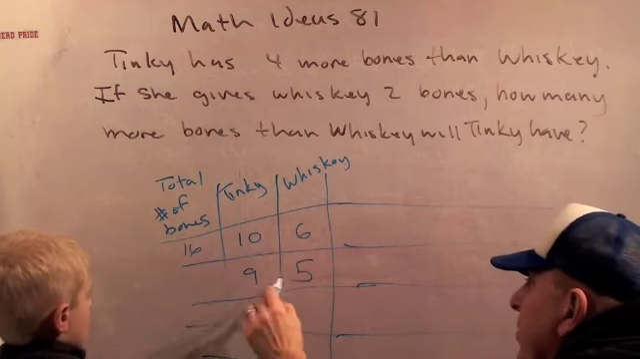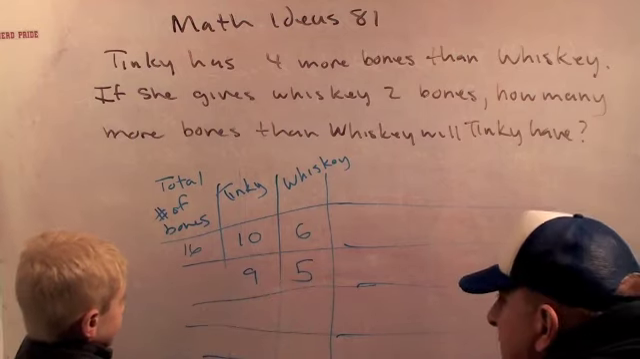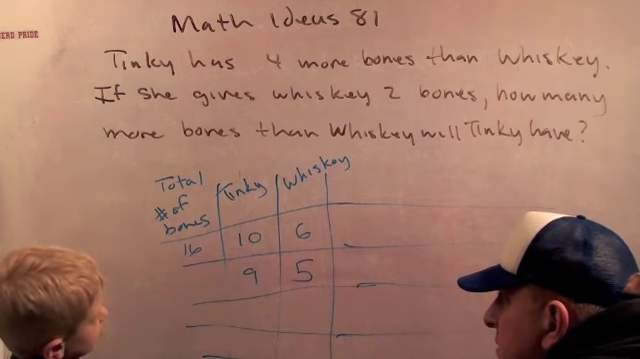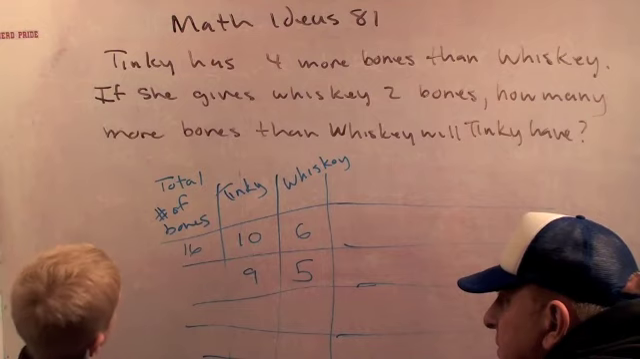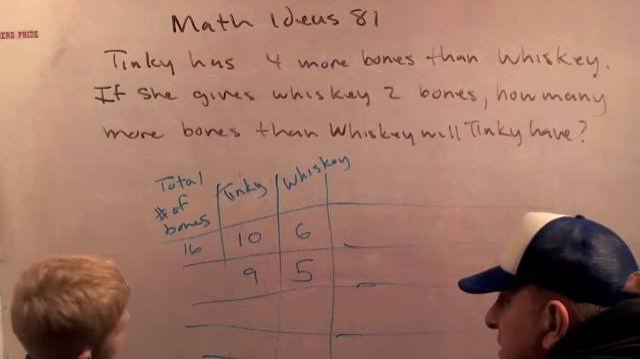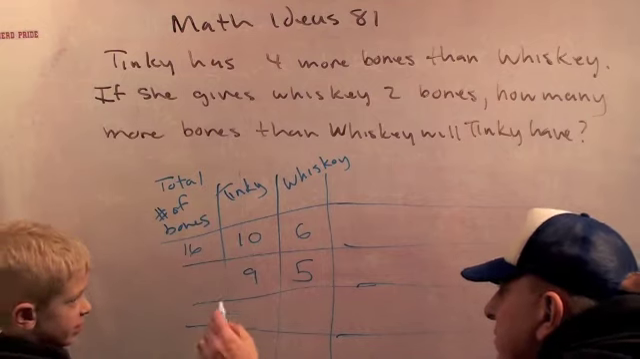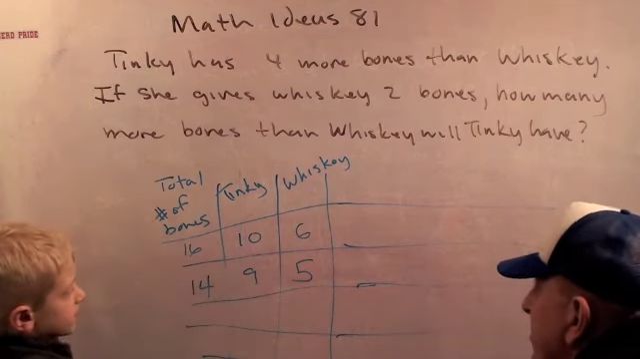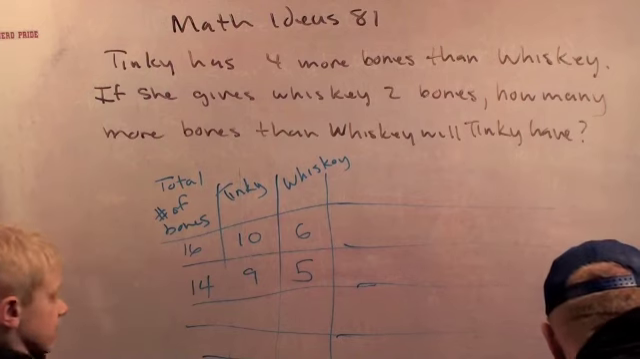Great. So how many total bones are there? 9 plus 5. What is 9 plus 5? 14. 14, very good. So in this example, there'd be 14 bones. Let's do one more example. So pick another number of bones that Tinky might have.